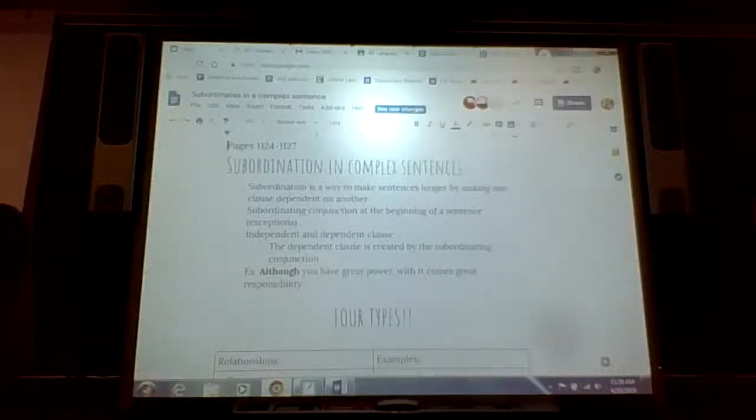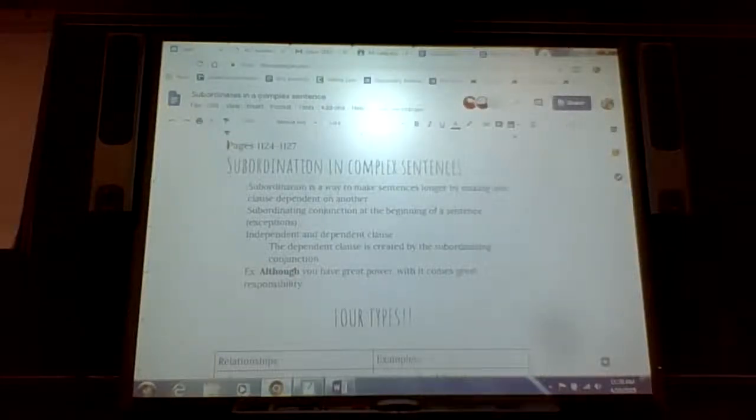Okay, subordination is a way to make sentences longer by making one a dependent clause. So one's independent, one's dependent. Subordinating conjunctions are usually at the beginning of the sentence, but there are a few exceptions where it can be in the middle of the sentence. There are independent and dependent clauses. The dependent clause is created by the subordinating conjunction. And then we have an example. Although you have great power, with it comes great responsibility. So although you have great power becomes dependent on the last part of the sentence.